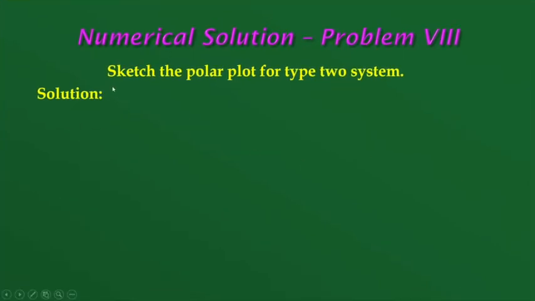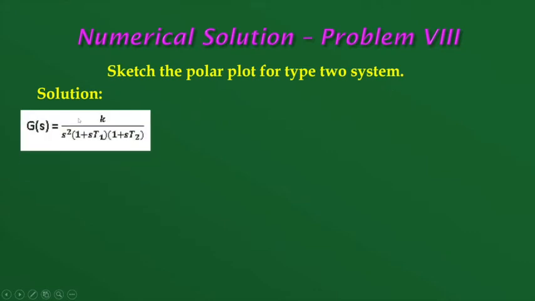Another example, sketch the polar plot for type 2 system. This is considered G(s) equal to K divided by s square into (1 plus sT1) into (1 plus sT2).